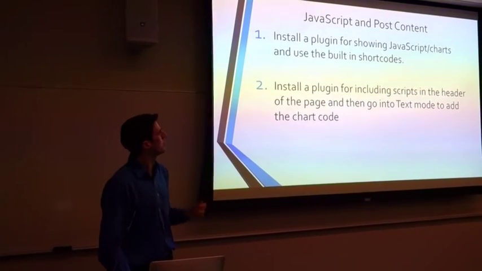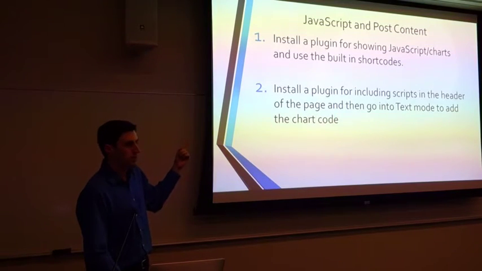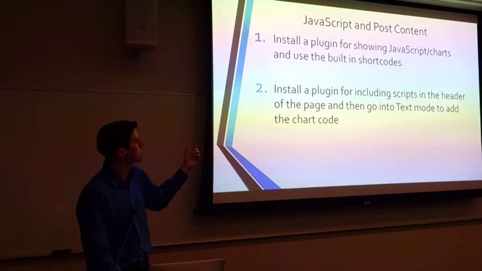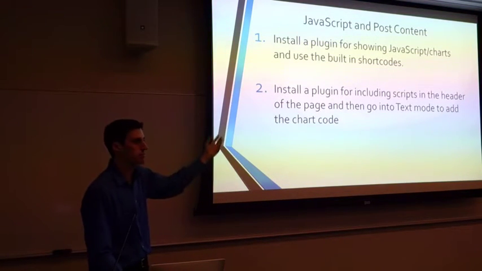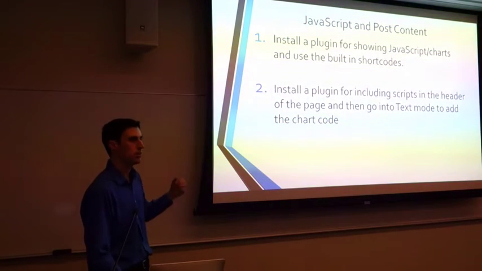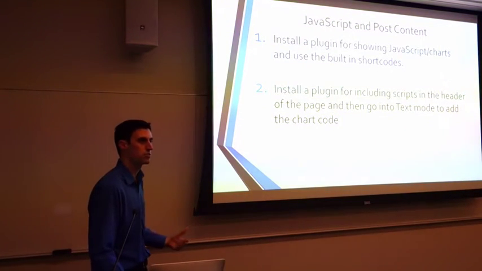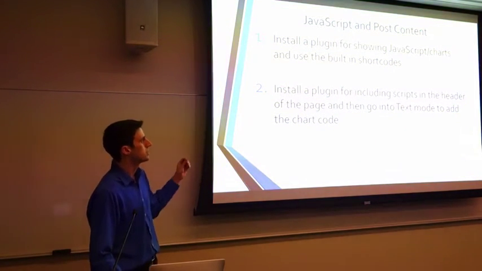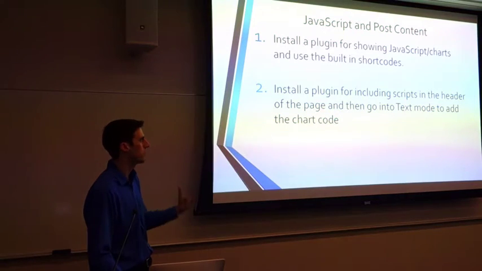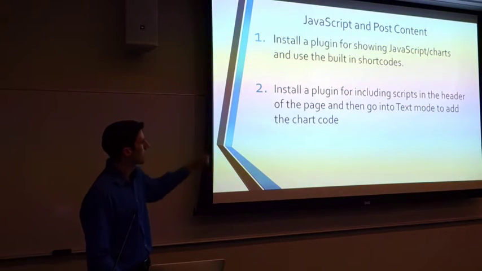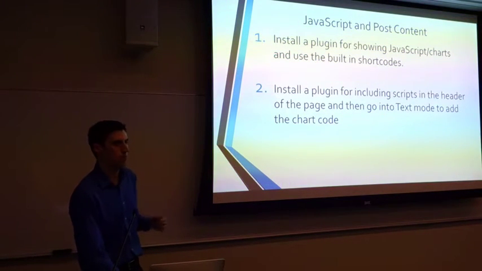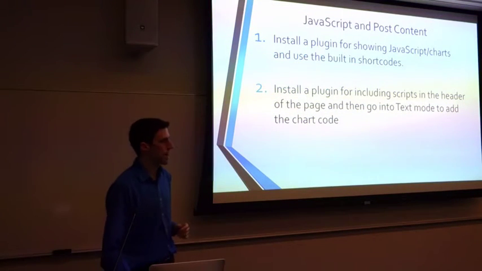And then JavaScript and post content. One way of doing it is you can install a plugin for showing JavaScript or charts, things of that sort, and use the built-in shortcodes for that plugin. So there are several plugins in the WordPress plugin directory that you can just install. They have built-in D3 libraries. You can write your D3 code and specify it within a shortcode, and it shows up within that page or post. Then the other option is including the scripts in the header of the page. There are plugins that help to do that. And then you can go into text mode and add in the chart code as well.